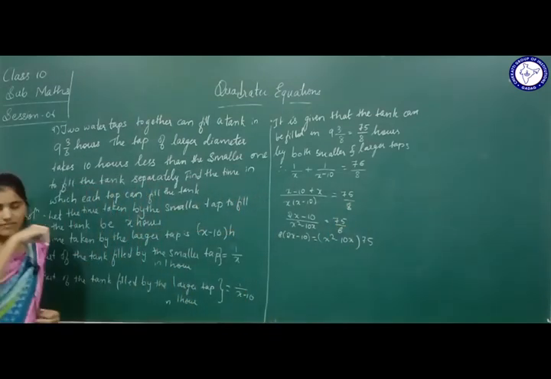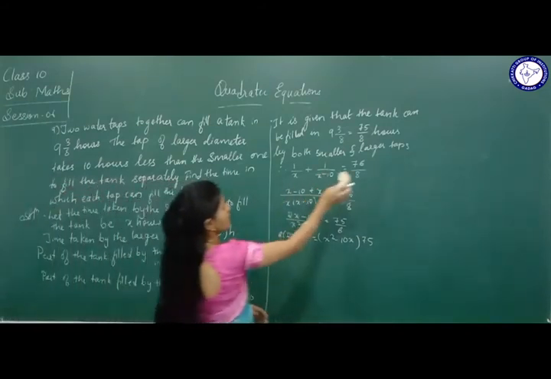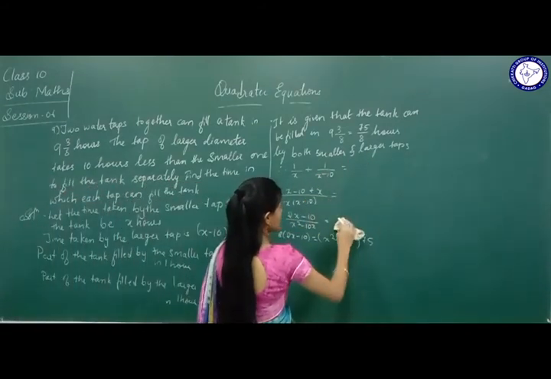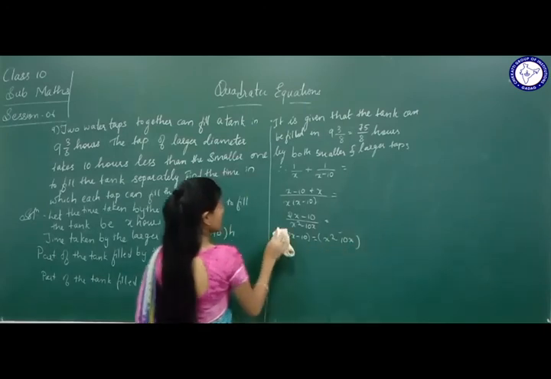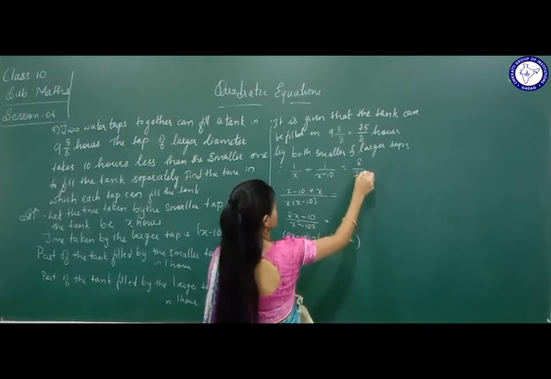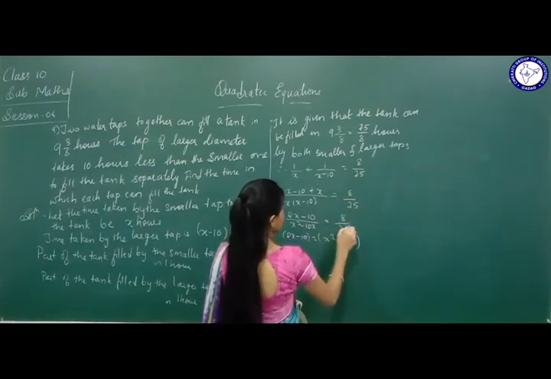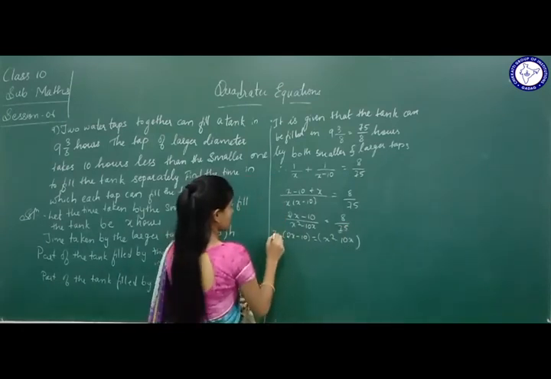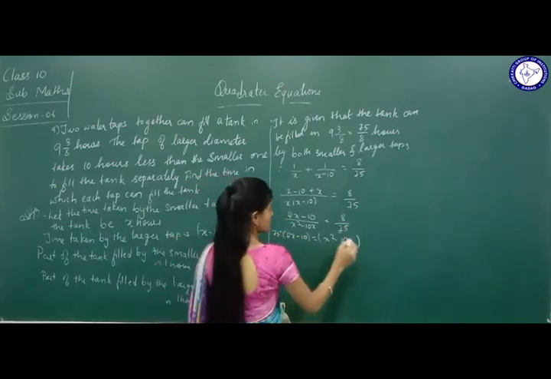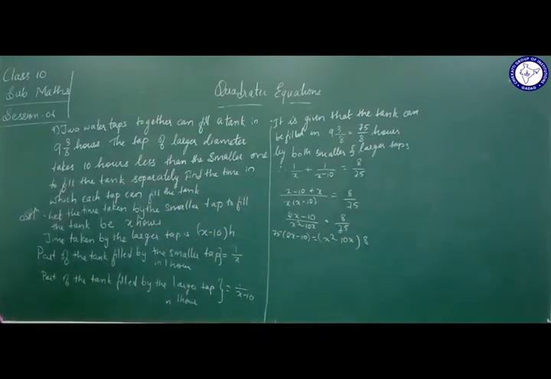See what we have taken here, 1 divided by x, right? Then what is going to happen here? Take its reciprocal, 8 divided by 75. Then it is going to be 75 into 2x minus 10 is equal to 8 into x square minus 10x.